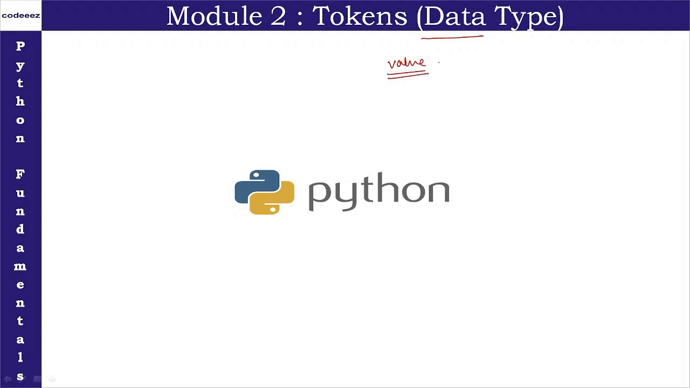Now this value can be of any type, right? So this value can be of any type. So here particularly we are going to discuss what are the types of values we can work with in Python. That is all about data type.